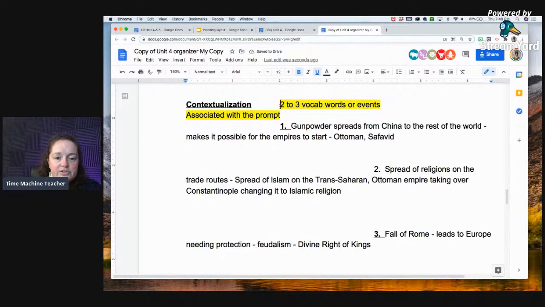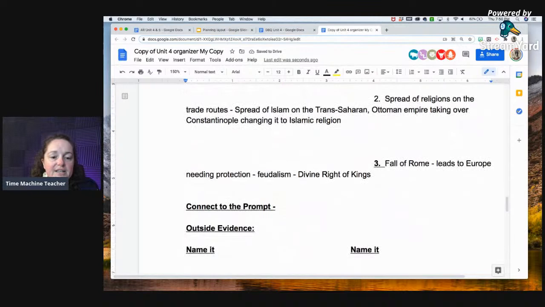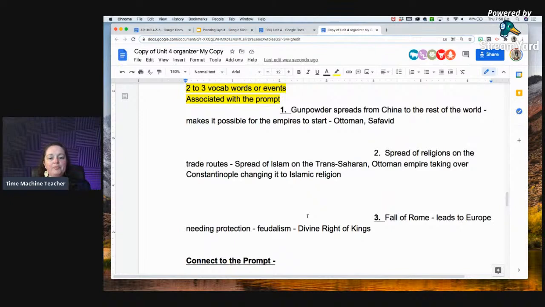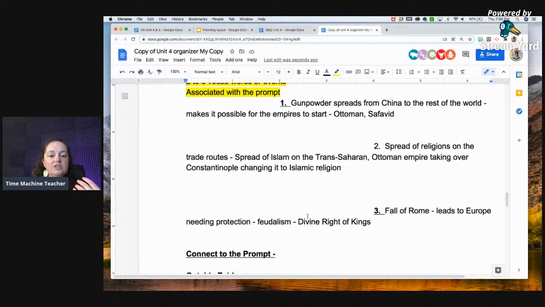And so then you're going to connect it to your prompt using a sentence. So you would say, let's say we're saying gunpowder spreads from China to the rest of the world, making it possible for the Ottoman and the Safavid Empire to exist. During this time, the spread of religions was also taking place on the trade routes. For example, the Trans-Saharan trade route spread Islam, and the Ottoman Empire will eventually take over Constantinople, changing the religion to Islam.